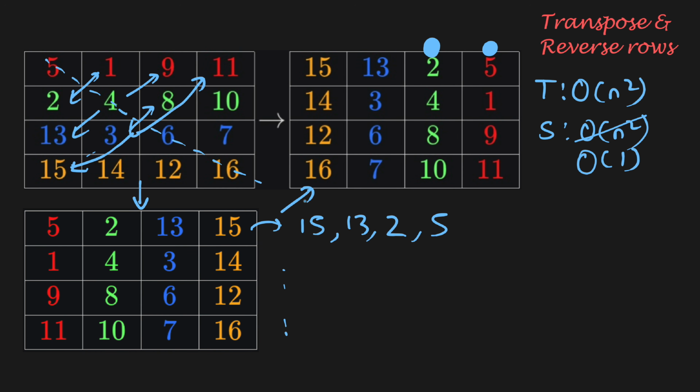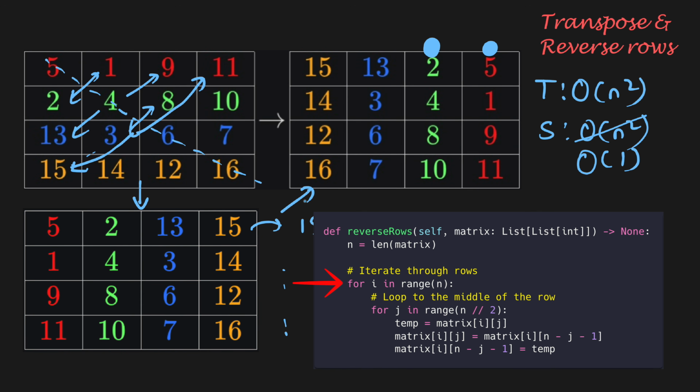And again, programmatically speaking, we loop through the matrix rows using an iterator i. And for each row, we iterate on its elements using the iterator j, going up to the center of the row. And during the iteration, we swap the element at the jth column from the start with the element at the jth column from the end. And this is how we reverse all the rows.